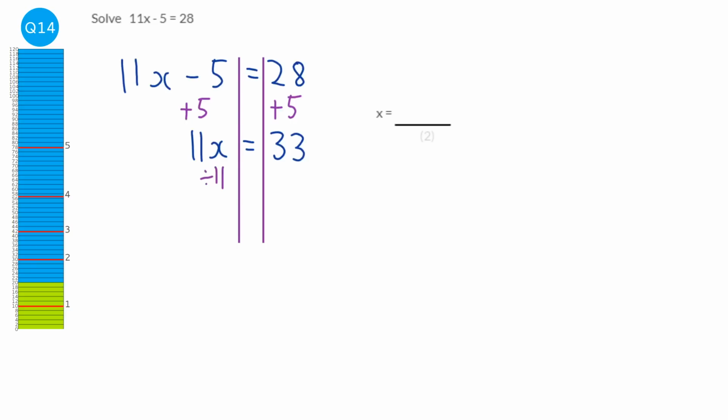And what we do to one side, we must do to the other side. So we're going to divide both sides by 11. That will leave us just the x on the left-hand side, and 33 divided by 11 is 3. So the word solve means find out what x equals, and we've done that.